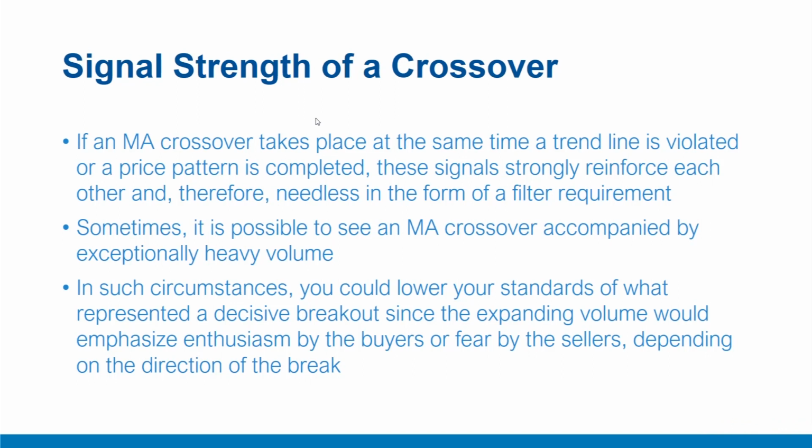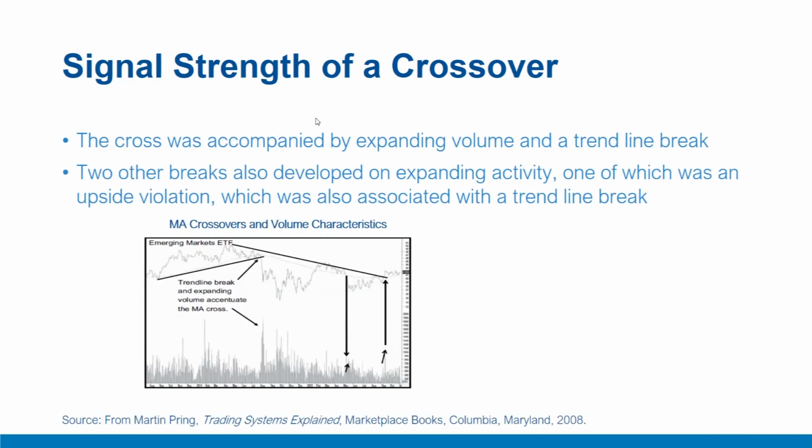Sometimes it's possible to see a moving average crossover accompanied with exceptionally heavy volume, and in such circumstances you could lower your standards of what represented a decisive breakout, since the expanding volume would emphasize enthusiasm by the buyers or fear by the sellers depending on the direction of the break.